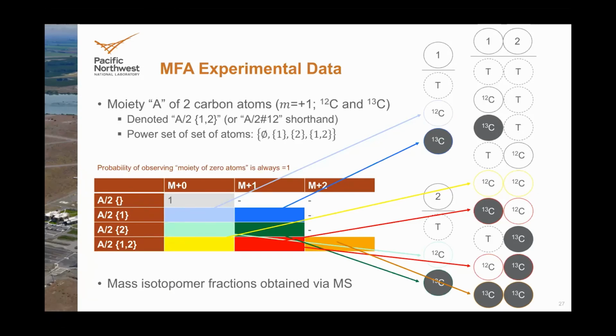Note the power set of atoms. So if we have 2 carbon atoms, the power set contains the empty set, and then the set of atom 1, the set of atom 2, and the set that contains atoms 1 and 2. Now, in principle, if we had all of these different moieties and we put them into, let's just say for the sake of argument, a GCMS, we might be able to measure the mass fractions.